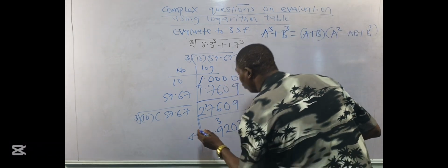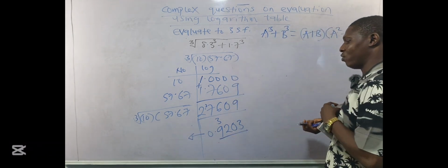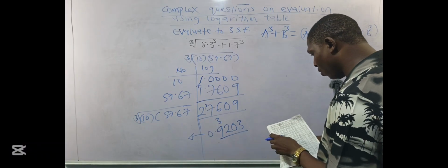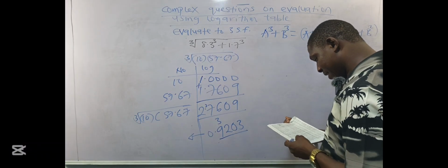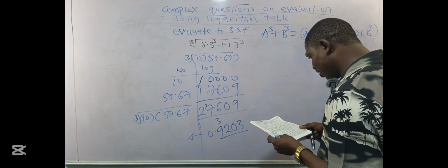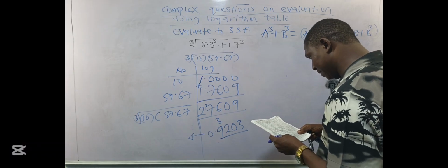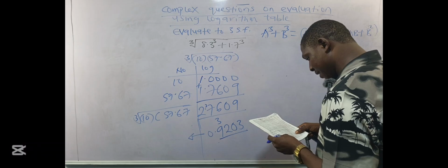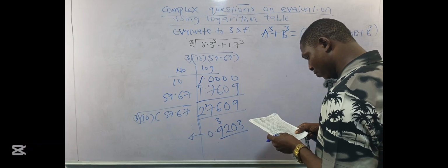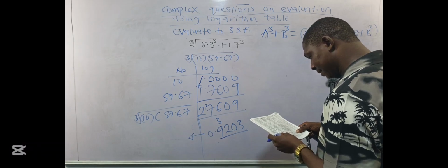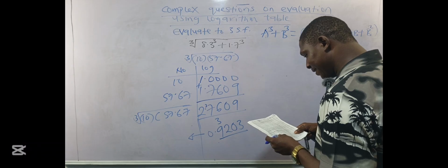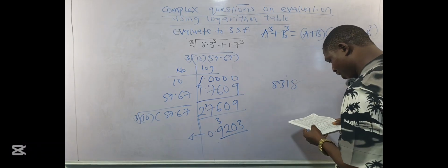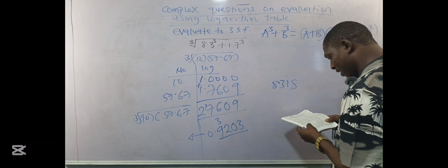All I need to do now is to use this to look for my anti-logarithm. And that's the anti-logarithm of 92 under 0, difference 3. I like checking my difference first. Difference 3 is 6. And 92 under 0 is 8318. Let me recheck 92 under 0.